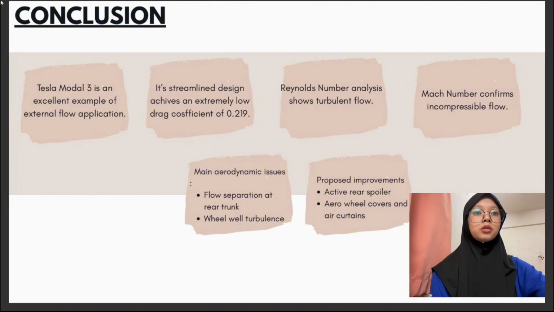Overall, Tesla Model 3 has a highly aerodynamic design, demonstrating the importance of fluid mechanics in modern vehicles.